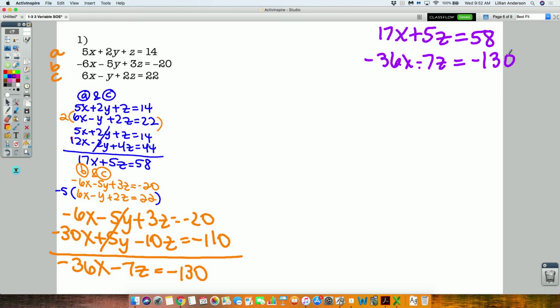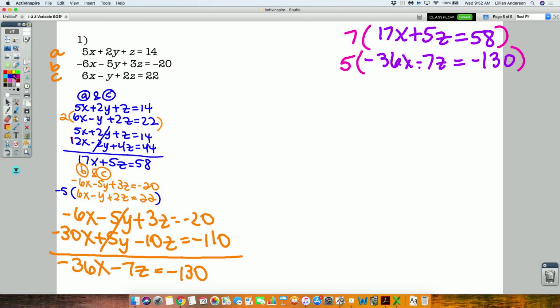What you say? 35. 5 times what gives me 35? 7. So that means I have to multiply the top equation by 7. And then 7 times what gives you 35? 5. Do one of those have to be negative, or am I okay? I'm good.